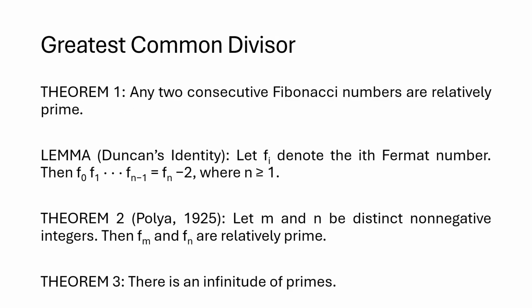So we have a theorem. Any two consecutive Fibonacci numbers are relatively prime, meaning that the GCD of two Fibonacci numbers that are consecutive with each other is equal to 1. Okay. With that, we have here the lemma.